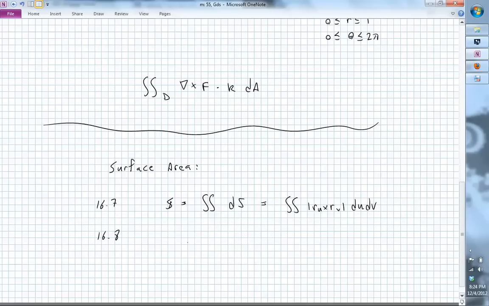So what does that mean geometrically? The best I can do for you is density. You're taking a little piece of surface area, dS, and multiplying by the density of that thing. That's the best I can do for you in that regard.